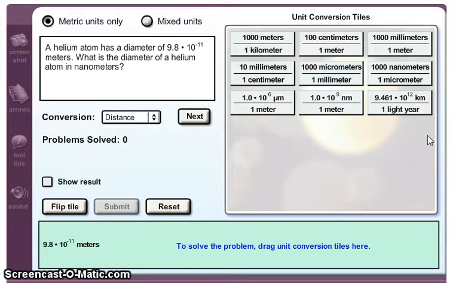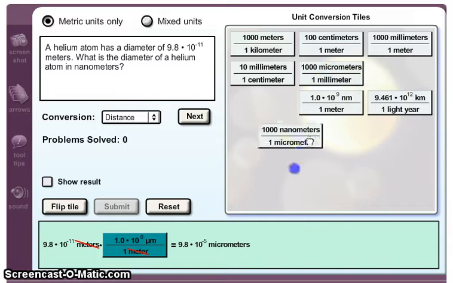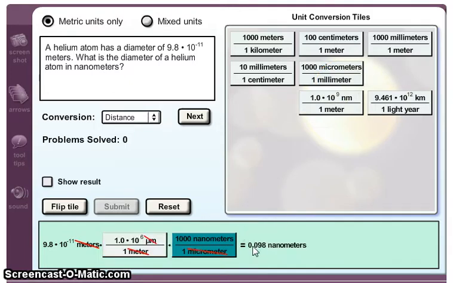One of the things that you want to do is get from meters for this problem down to nanometers. As we go through here, we're at micrometers, and then with this tile here, we are going to go from micrometers to nanometers. That's the end of activity A.